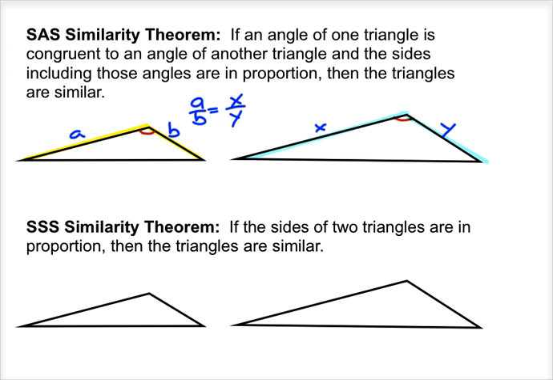Side side side similarity theorem says if the sides of two triangles are in proportion, then the triangles are similar. So if the triangle on the left was A, B, C, and the other one was X, Y, and Z, if all the sides were proportional to one another, then I would have similar triangles. If I was dealing with all three sides, the easiest way would be to set up one proportion that dealt with all of the sides. So if I had A, B, C on the top and it was proportional to X, Y, and Z on the bottom, if all of these ratios were the same, then the triangles would be similar to one another.